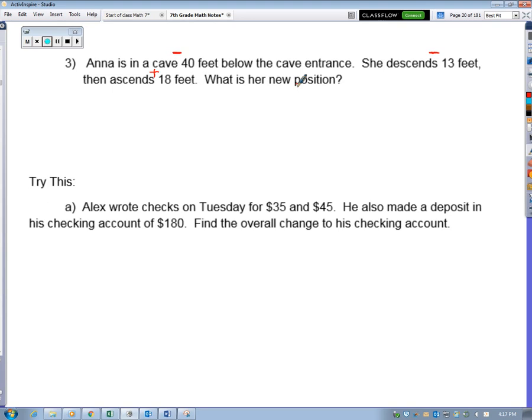Okay, let's put all these together into an addition problem. We have negative 40 was the first thing that happened, plus negative 13 plus positive 18, because that's when she went up. All right, working our way from left to right, we're going to do this first. Both of these are negative. That's good news. We can just add those up, and that's going to get us negative 53. Those two added together. Let's just drop down our plus 18.